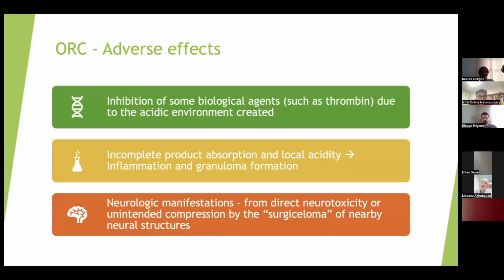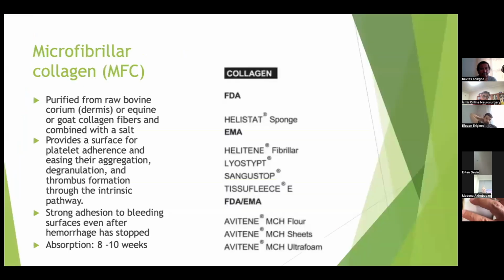Now coming to the adverse effects, as mentioned earlier, we cannot use biological agents like thrombin because of the acidic environment created. Then incomplete product absorption and local acidity can lead to inflammation and granuloma formation. Then neurologic manifestations from direct neurotoxicity or unintended compression by the surgicelloma. So it can swell up and cause a surgicelloma, and it can press on the surrounding neural structures.